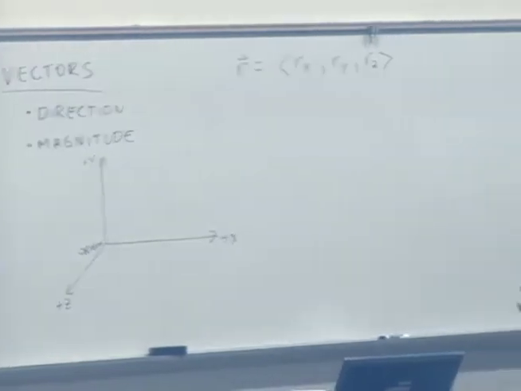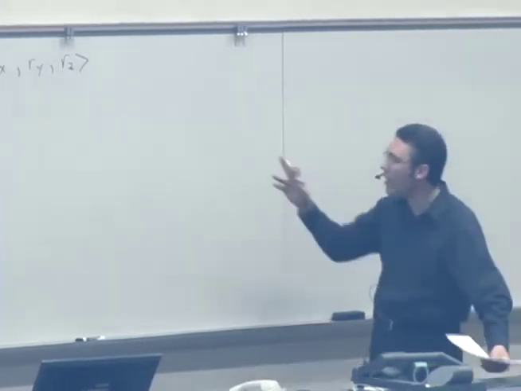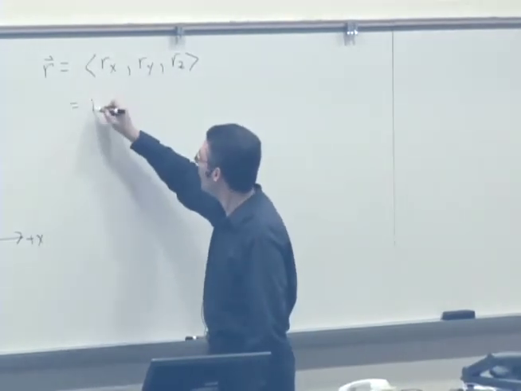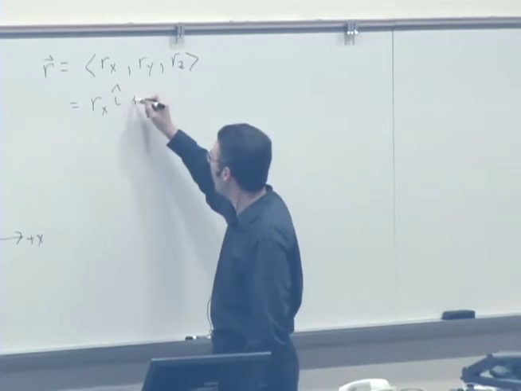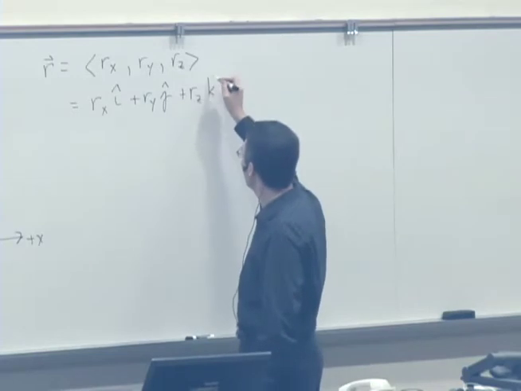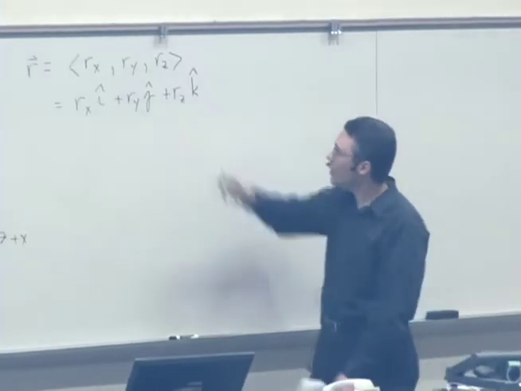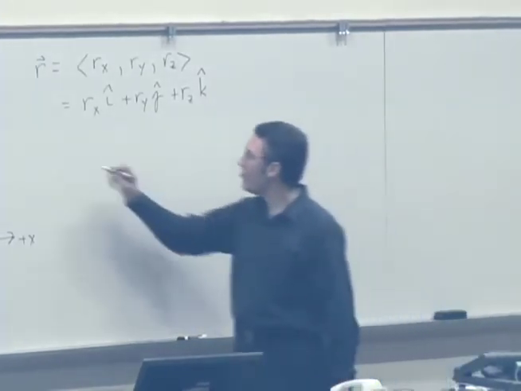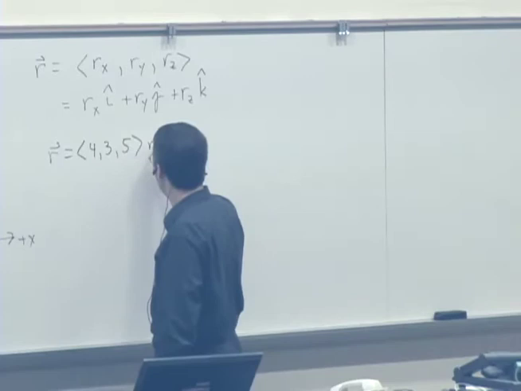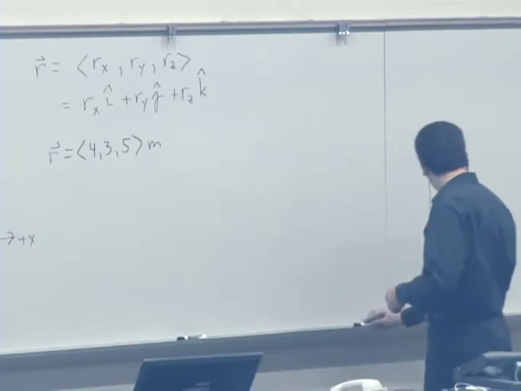So if you didn't take the M version of the course last semester, just be aware that this is the notation we're going to be using for vectors: angle brackets with a triple, components separated by commas. It's equivalent to writing r sub x i hat plus r sub y j hat plus r sub z k hat. Okay? So equivalent ideas, but this is the notation we're going to be sticking with. So if I have a vector, for example, <4, 3, 5>, a position vector, 4, 3, 5 meters, I'm talking about something that has components.